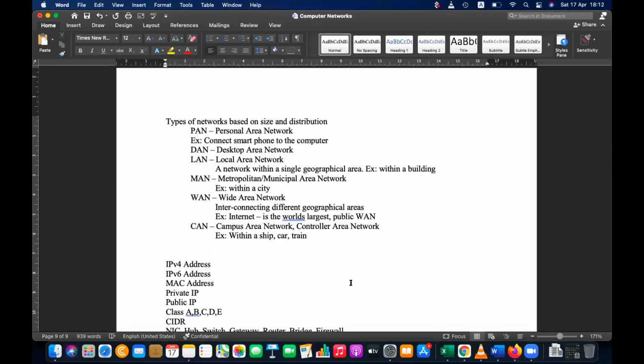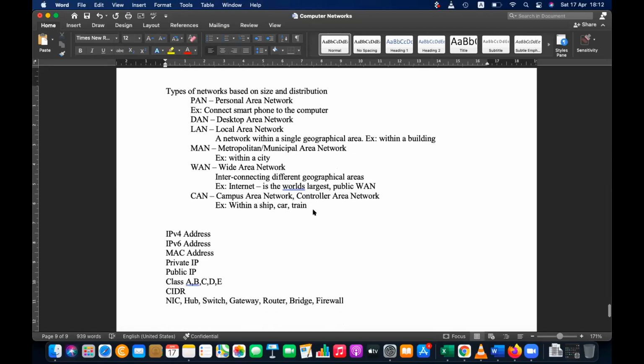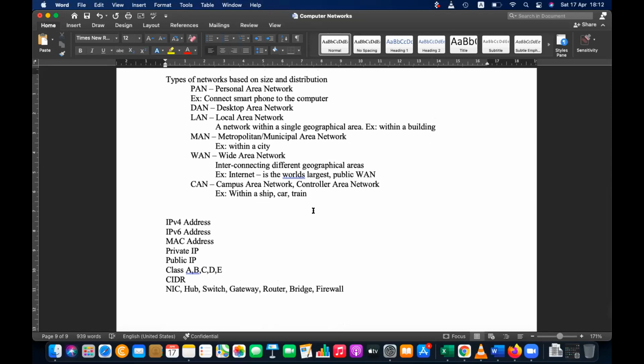Okay. So these are the types of networks. If you missed anything on the previous day, now you can write that down. This is a very quick summary of networks based on size and distribution. And there are some more networks. Something like SOHO. SOHO means when you connect your home and office together. We call it small office, home office.